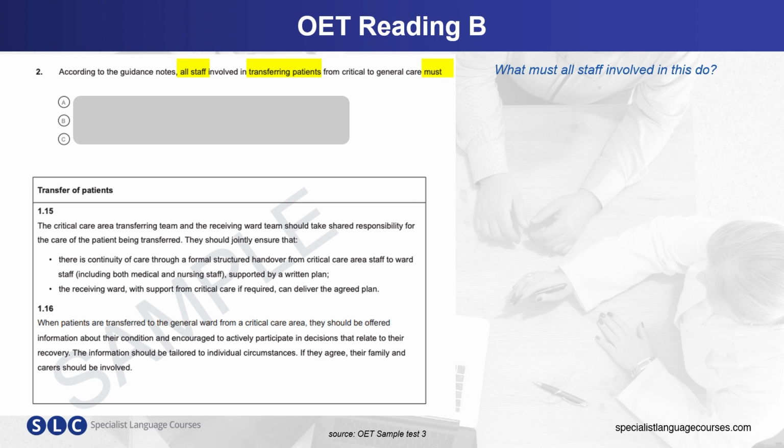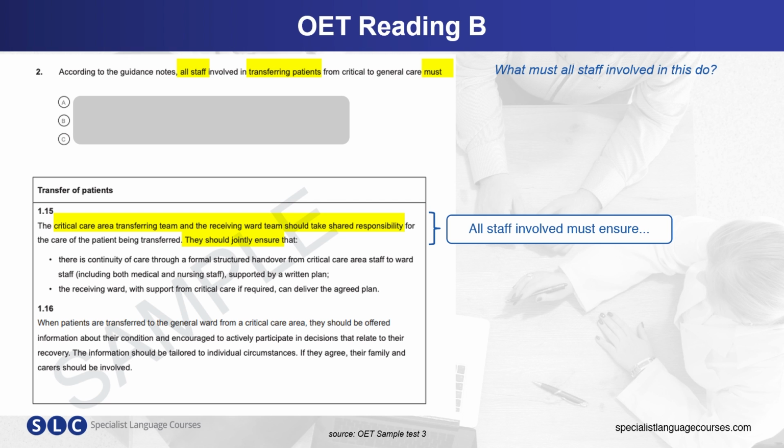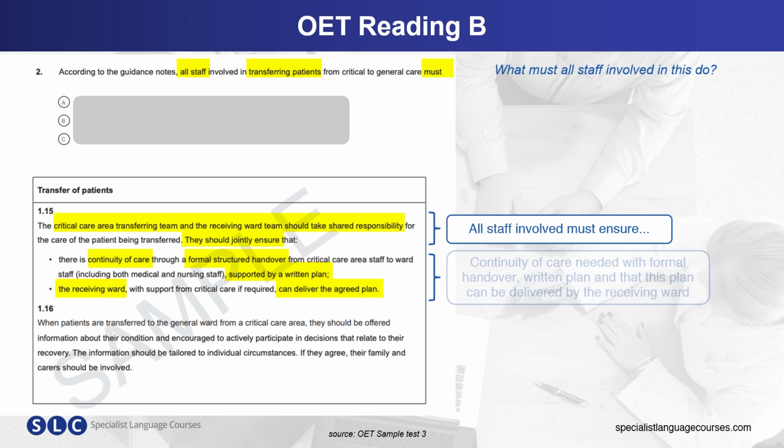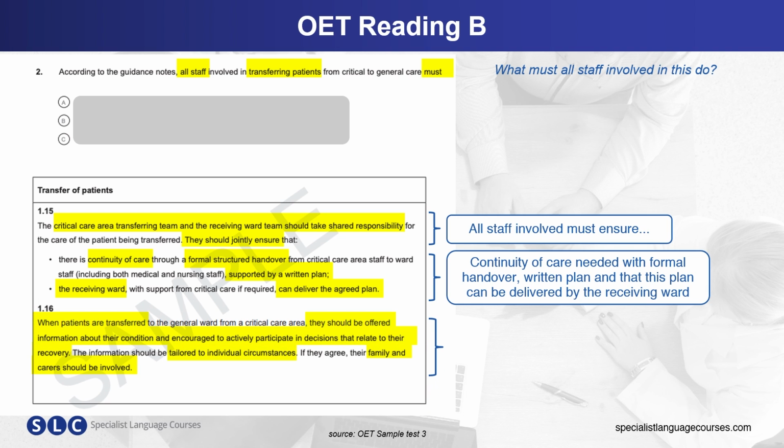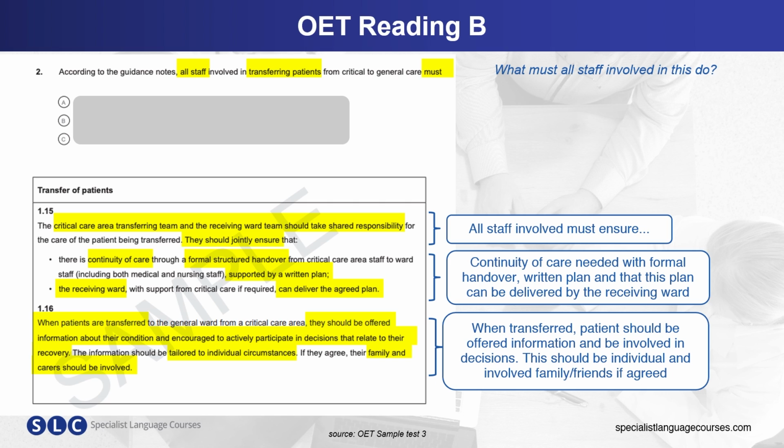The text begins by introducing who is involved, meaning all staff, and what they must do. The next point highlights the need for a formal structured handover, again relating to all staff involved here, by mentioning both medical and nursing staff, and that this must be supported by a written plan, and that this plan can be delivered, perhaps meaning implemented in this context, by the receiving ward. It then goes on to say that when transferred, patients should be offered information and be involved in decisions, and this should be individual and involve family and friends if agreed.